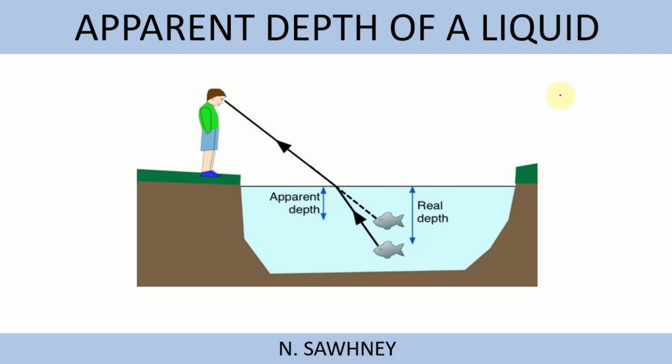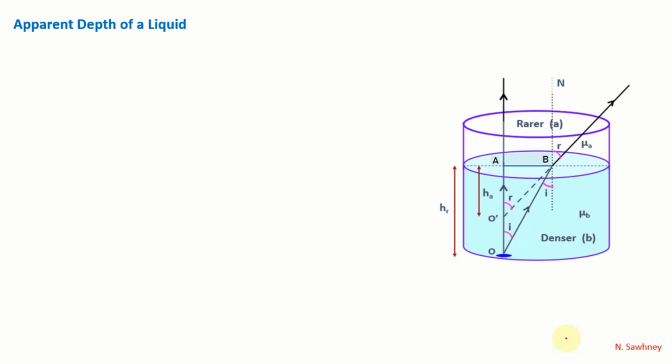Now let us study it in detail. Apparent depth of a liquid. For this, we have considered a water tank. Let O be the point object which is situated at the bottom of the tank. The depth of the tank is represented by HR, that is the real depth of the water tank. Or you can say the point object O is at an actual depth OA below the free surface of the water. This is the free surface of the water.